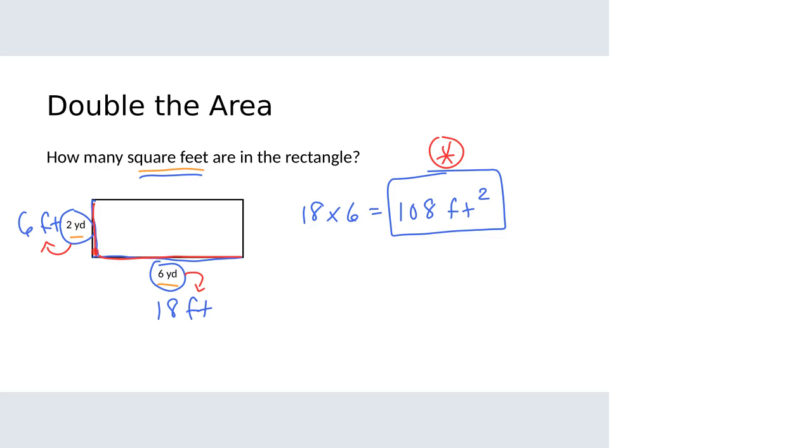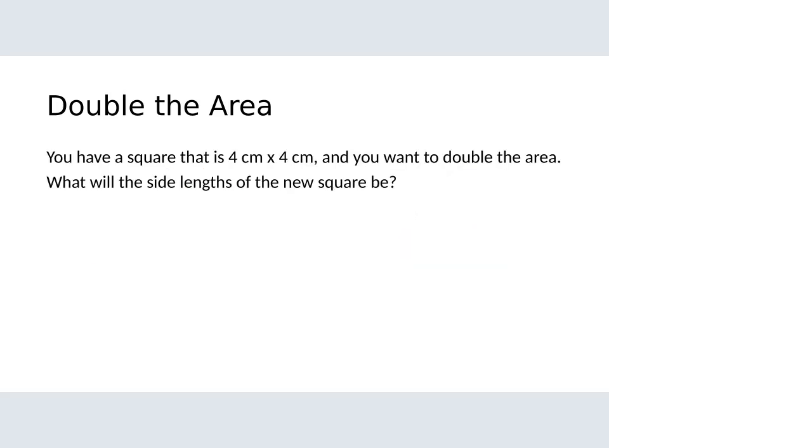Something else that might seem obvious at first, but our instinct may not be pointing us in the right direction. You have a square that is 4 centimeters by 4 centimeters, and you want to double the area. What will the side lengths of the new square be? If you want to throw out a guess, you're welcome to.